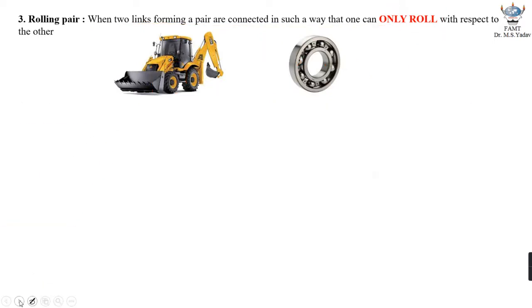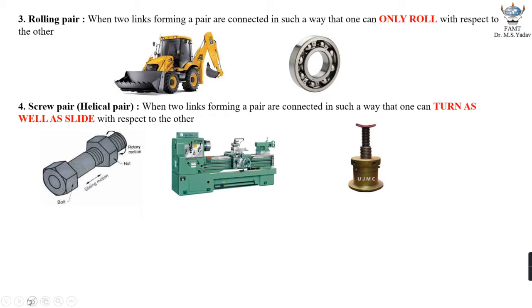Moving on, the next type of pair is the screw pair. So when two links forming a pair are connected in such a way that one can turn as well as slide with respect to the other one. Say for example, this is a nut and bolt arrangement.